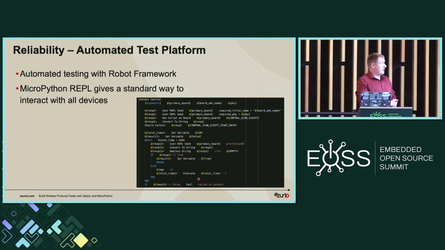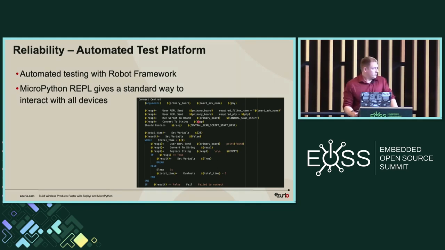With all this, reliability, of course, is top of our list, so we have an automated test platform. I bring this up because with MicroPython, you get access to the REPL. So now with all our devices, there's a standard way to command and control them. We've built a lot of tests with Robot Framework, and we've built functions like you can see here, user REPL send. Now we can send anything over the REPL in a standard way. We can automatically load scripts and run them and then look at results.